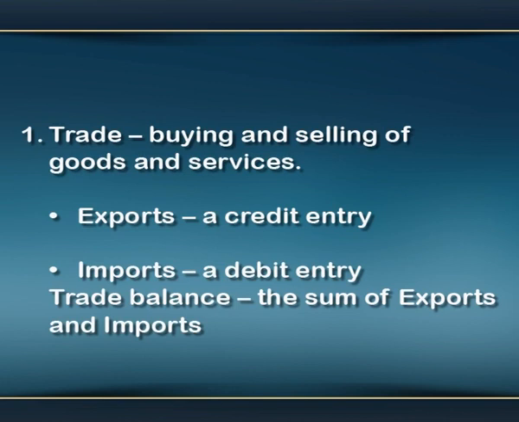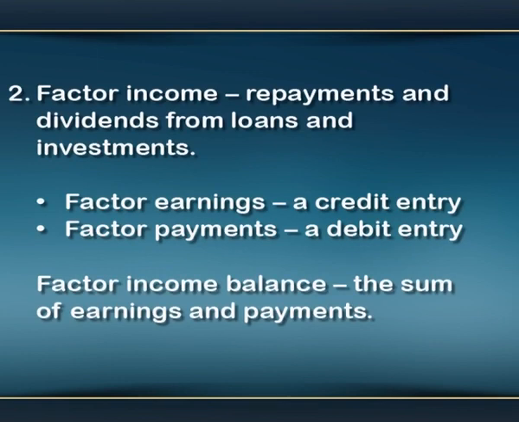For example, entries under current account might include, first, trade, buying and selling of goods and services: exports, a credit entry; imports, a debit entry. Trade balance, the sum of exports and imports. Second, factor income, repayments and dividends from loans and investments. Factor earnings, a credit entry. Factor payments, a debit entry. Factor income balance, the sum of earnings and payments.